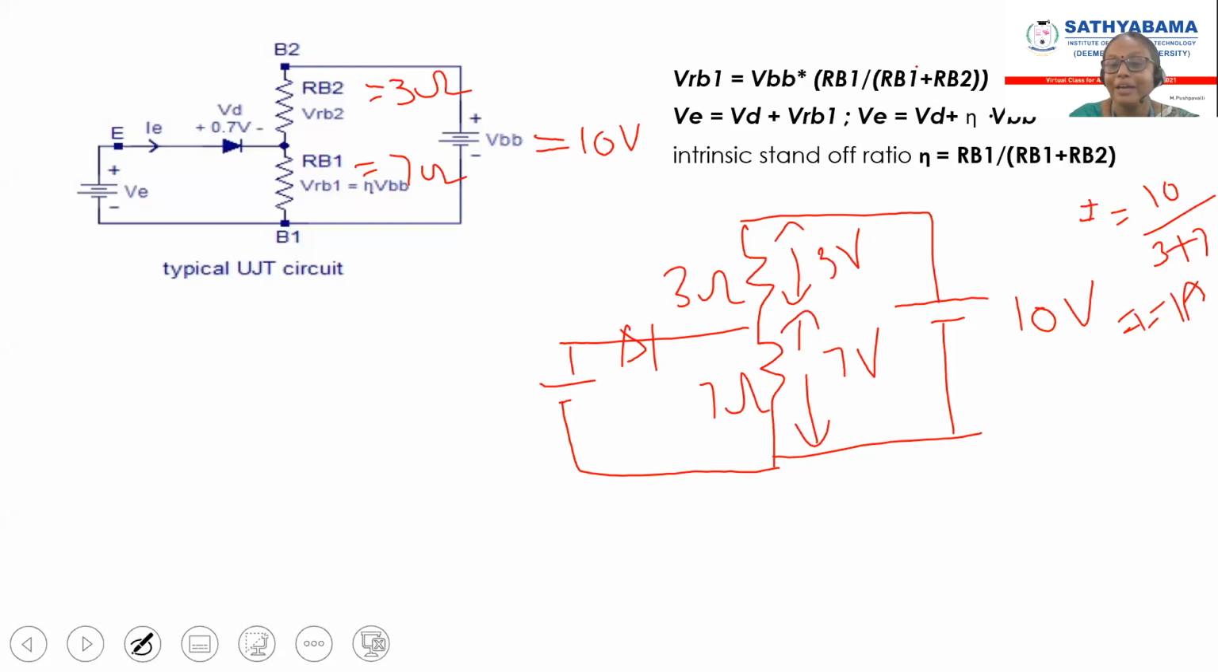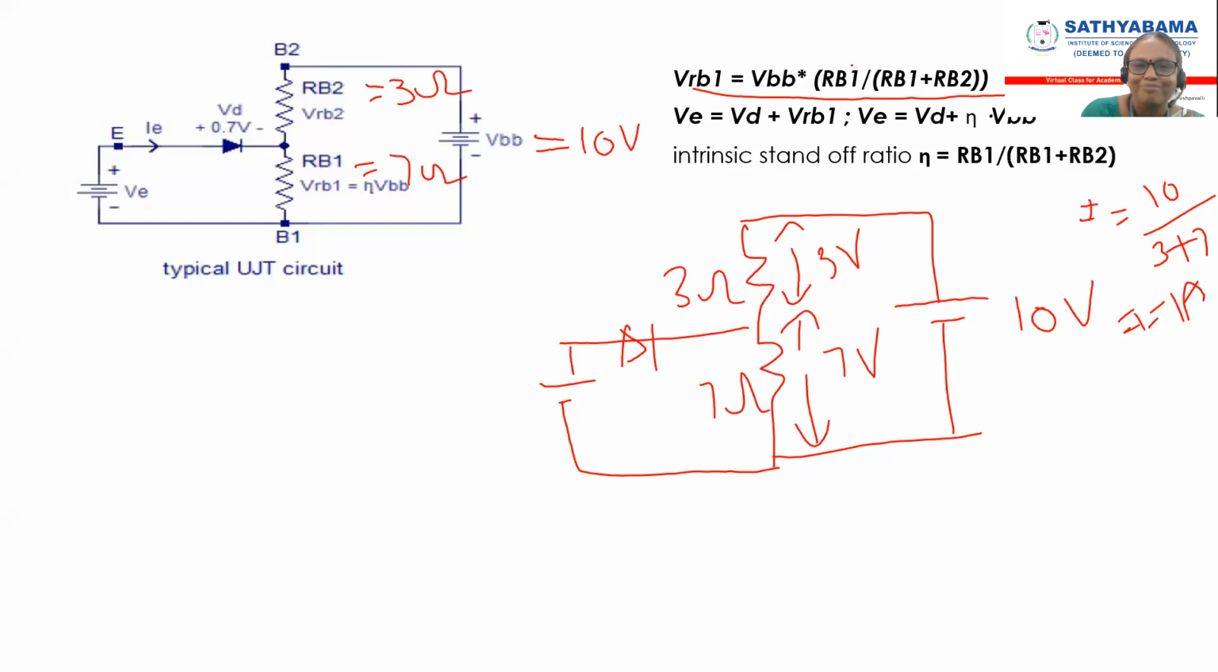What is 1 ampere you are putting? Unit is very important. Yes, 1 ampere. Now you see, and my emitter voltage, so they have put it here. VRB1 is equal to VBB into RB1 by RB1 plus RB2. Can anyone tell what this formula is, which relates to your first unit? Does anyone remember this? VRB1 equals VBB into RB1 by RB1 plus RB2.